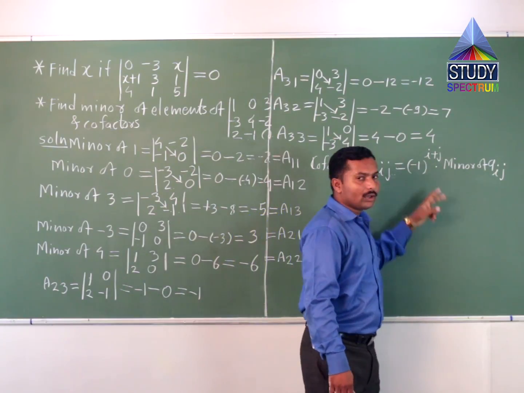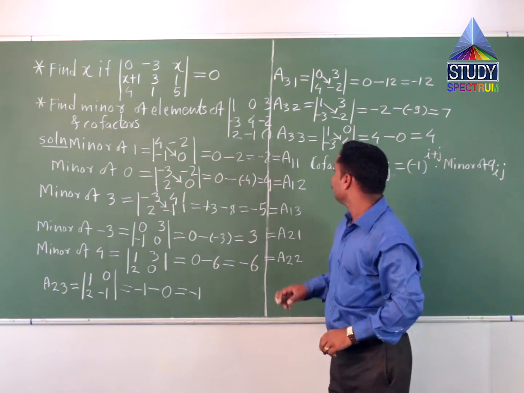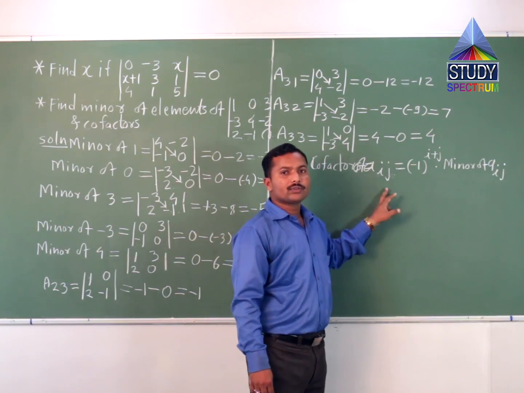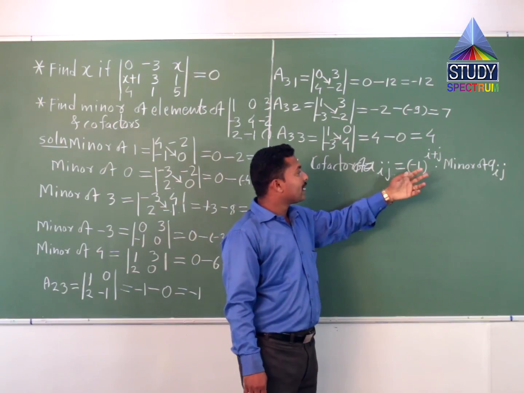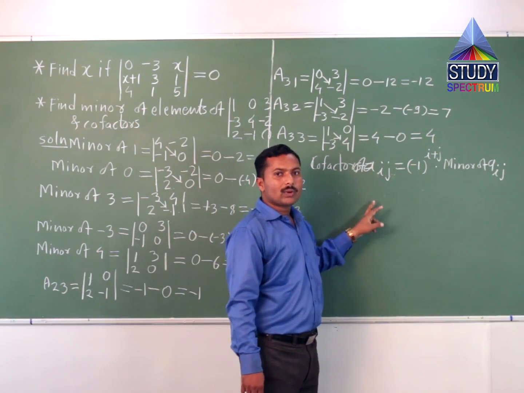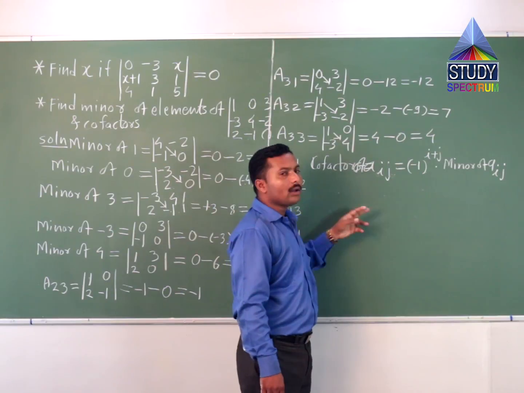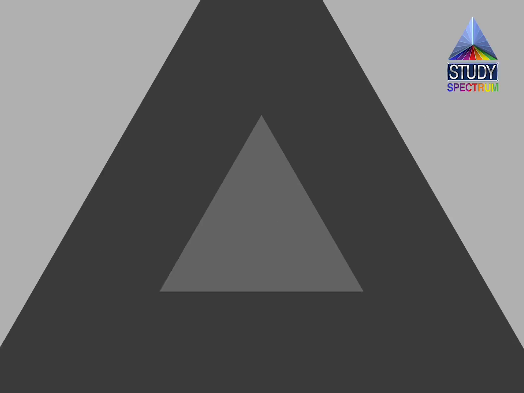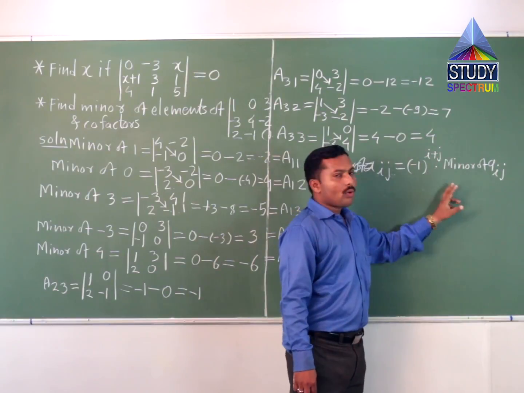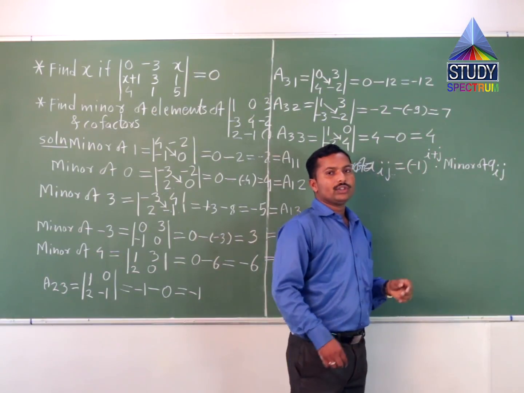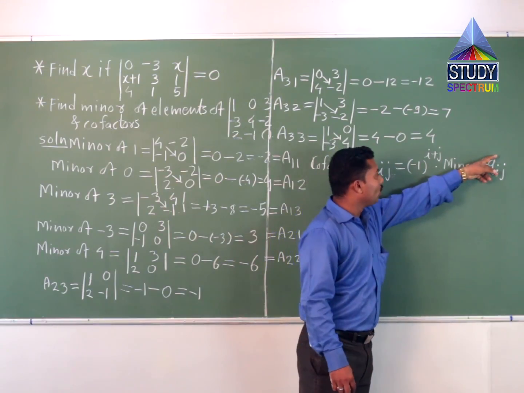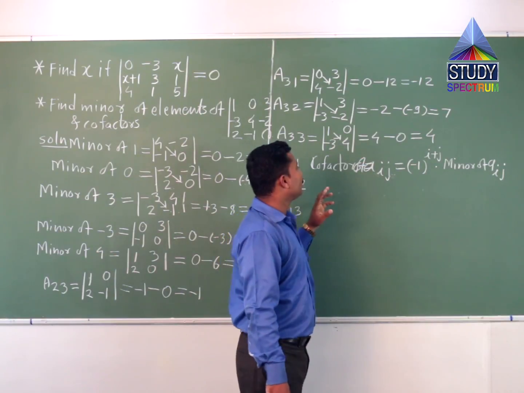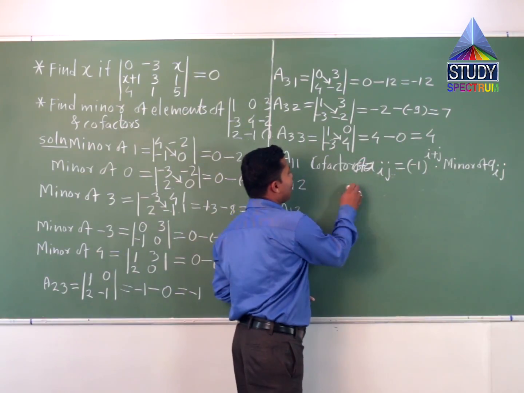Here the signs alternate between positive 1 and negative 1. So in the first row we obtain plus 1, minus 1, plus 1. For the second row minus 1, plus 1, minus 1. For the third row again plus 1, minus 1, plus 1. So only attach the positive or negative sign to the answer and you get all the cofactors.